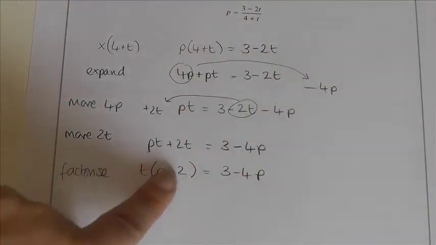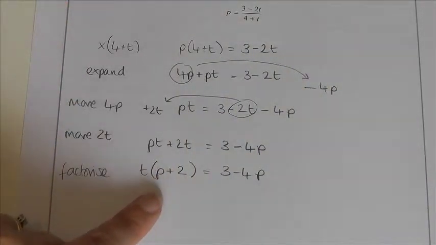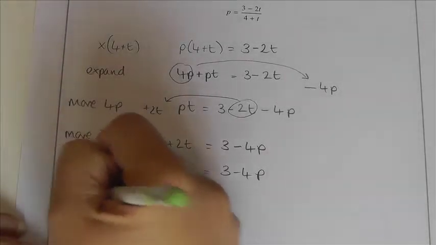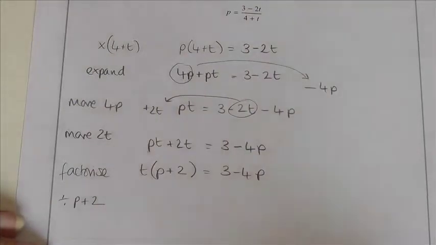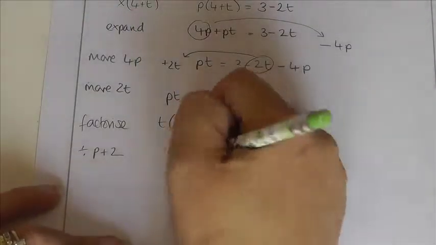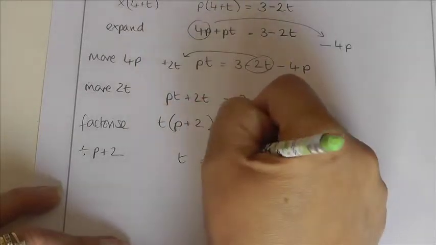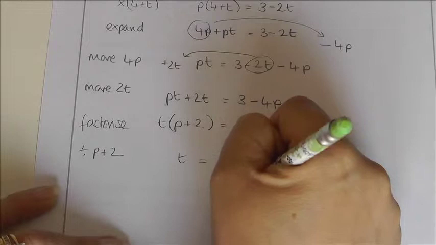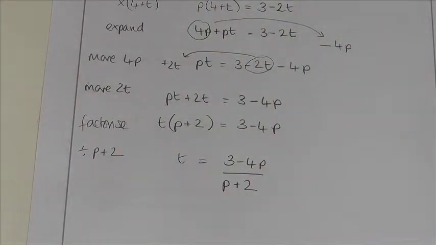Now this is a multiplication, and the way to undo that multiplication is a division. So I'm now going to divide by p plus 2. On this side it will cancel out the multiplication, leaving me with t, and on the right hand side it will stay underneath, and I have made t the subject of the formula.